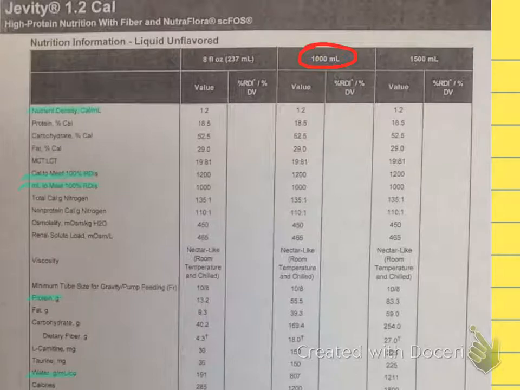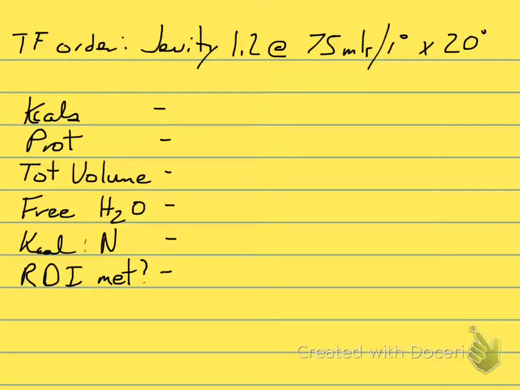So when we look at these, we know that the caloric density is 1.2 cals per mil. We need 1,200 calories or 1,000 mils to meet the RDIs for vitamins and minerals. Protein per liter, there's 55.5 grams of protein, and there's 807 mils of free water per liter. So, knowing those numbers, we can calculate all these other items that we need to calculate.